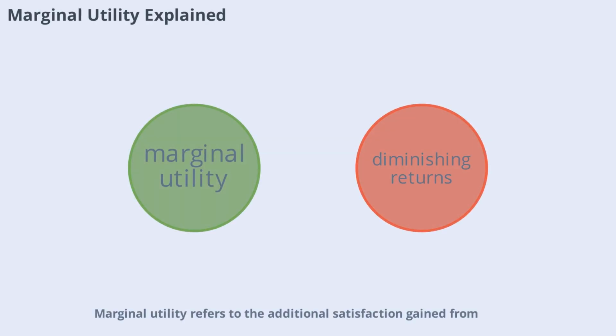Marginal utility refers to the additional satisfaction gained from consuming one more unit of a good or service. For example, the first slice of pizza might bring a lot of happiness, but the second slice brings a bit less. This decrease is known as diminishing marginal utility. Understanding marginal utility helps explain why consumers spread their spending across different goods instead of buying only one thing. It's a key concept for understanding demand and consumer equilibrium.